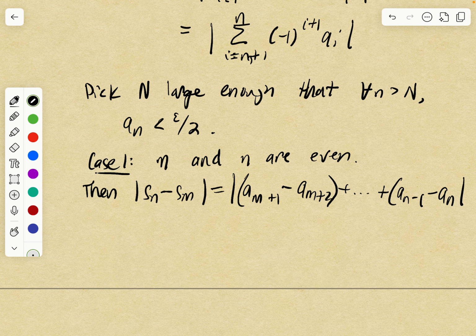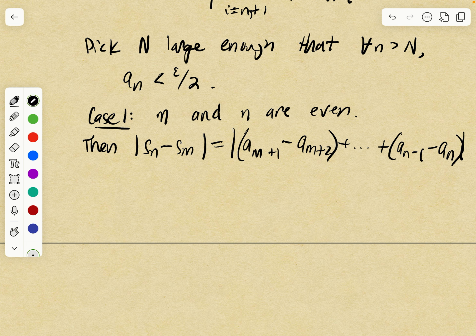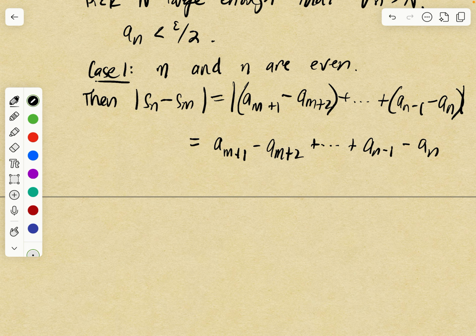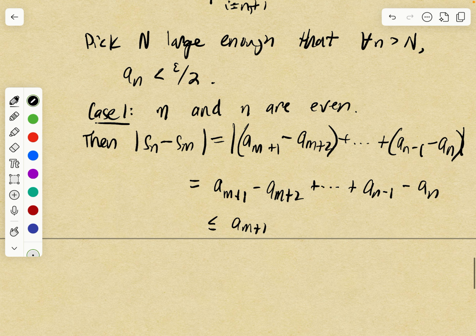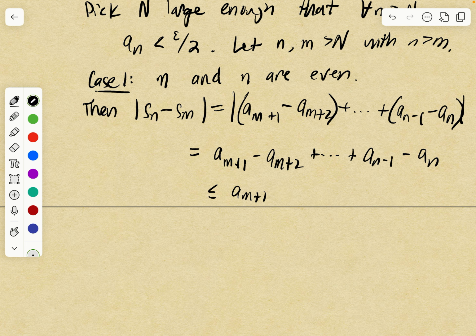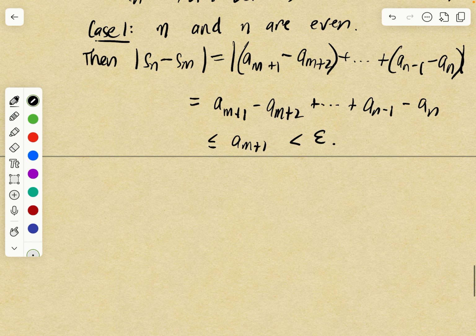Now we can group up these even number of terms together, and now each of these differences is greater than or equal to 0, and so this is just going to be a sub m plus 1 minus a sub m plus 2 plus dot dot dot plus a sub n minus 1 minus a sub n. Okay, and we showed already by the lemma that this is less than or equal to a sub m plus 1. So I should write let n and m be greater than capital N with n greater than m. Okay, so we know by the lemma that this is less than or equal to a sub m plus 1, and that is less than epsilon. In fact, it's less than epsilon over 2, but it's certainly less than epsilon.